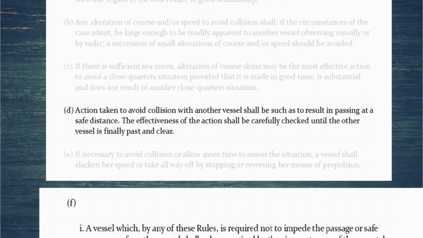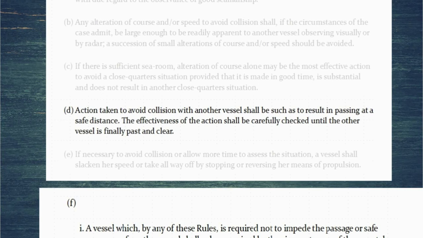Action taken to avoid collision with another vessel shall be such as to result in passing at a safe distance. The effectiveness of the action shall be carefully checked until the other vessel is finally passed and clear. So again, this is kind of a common sense paragraph. You need to take action that's going to keep you a safe distance. The rule doesn't tell you what that safe distance is, but that will depend on your vessel. So whatever action you take, make sure you have a safe distance. And then you need to continue checking until the other vessel is finally passed and clear.